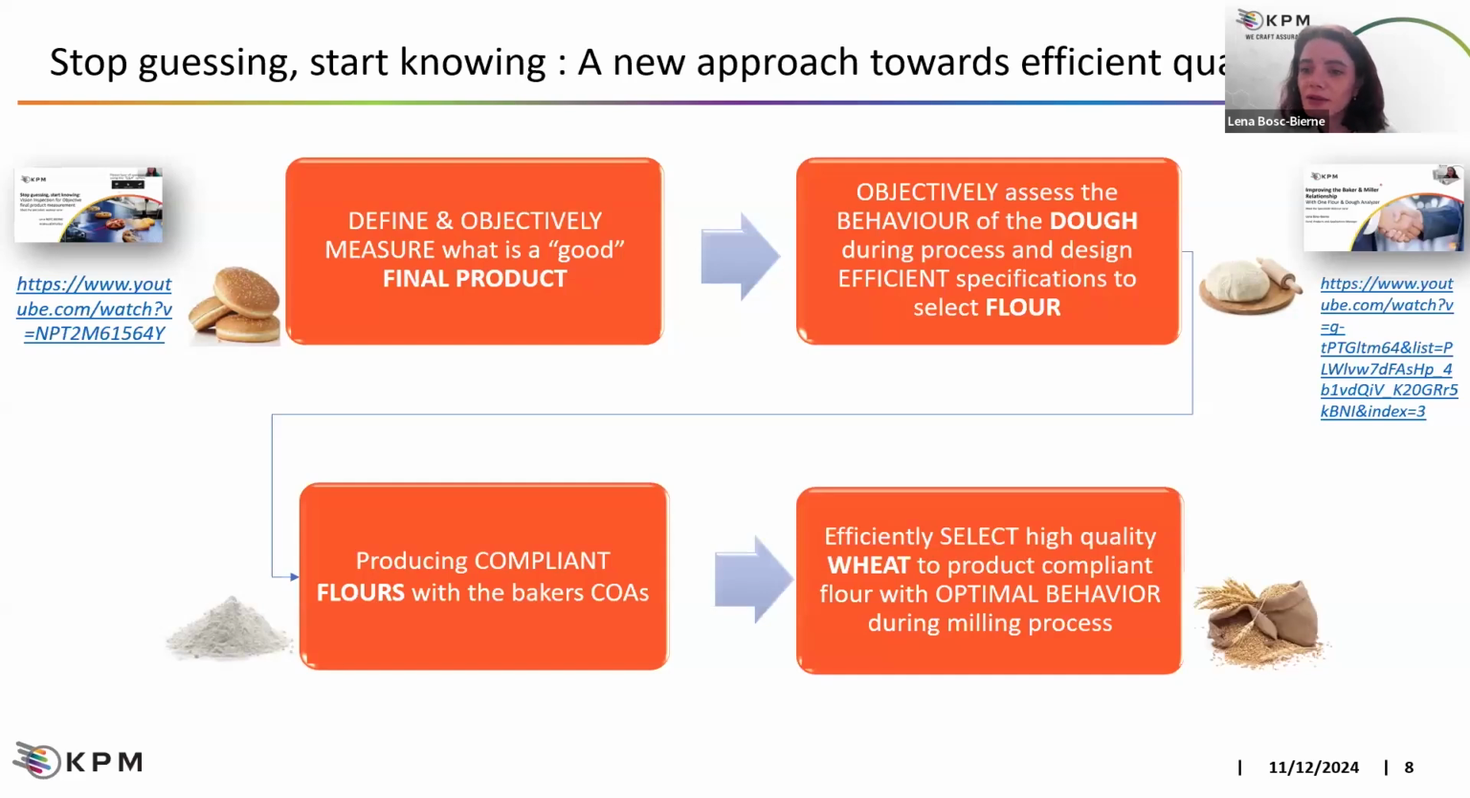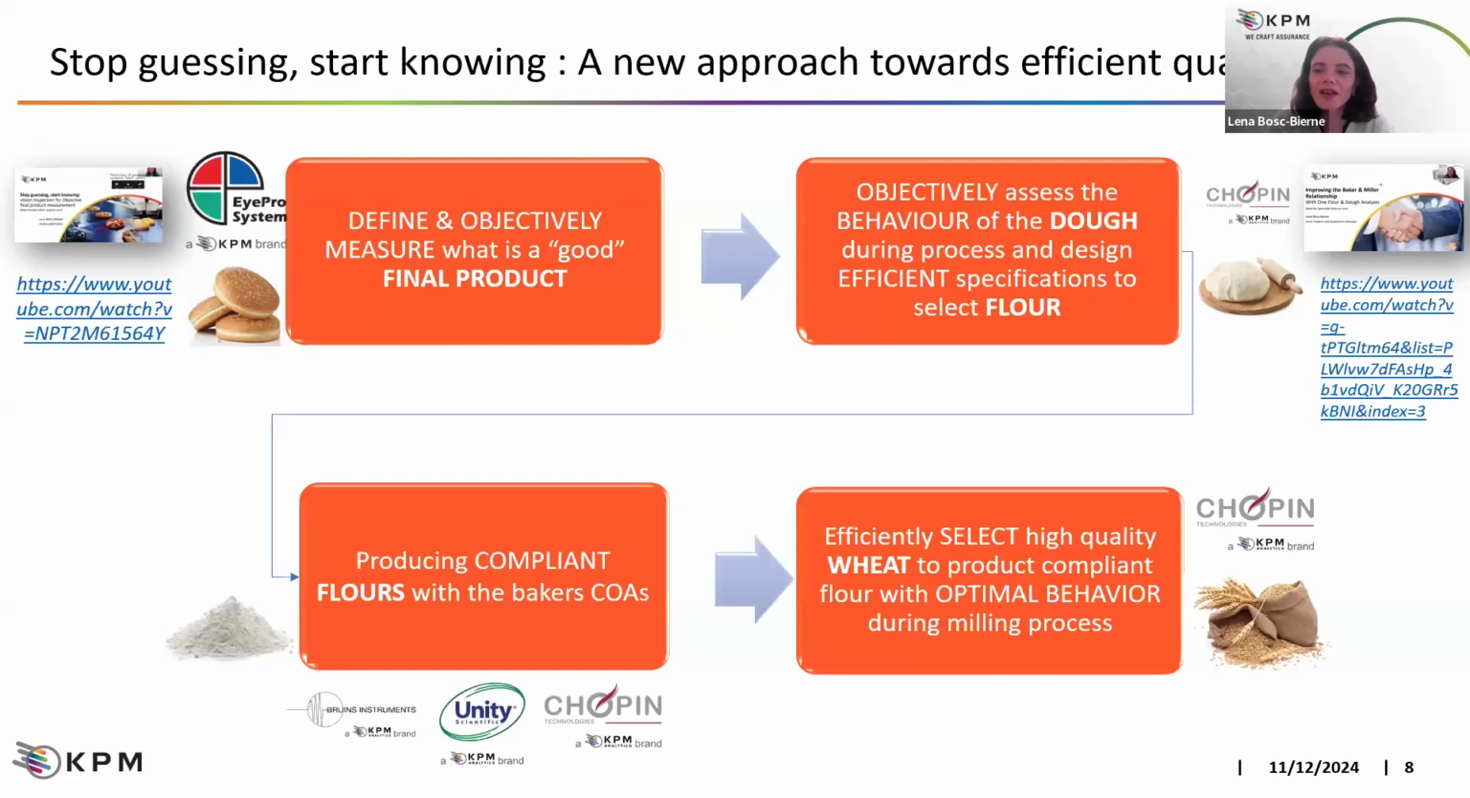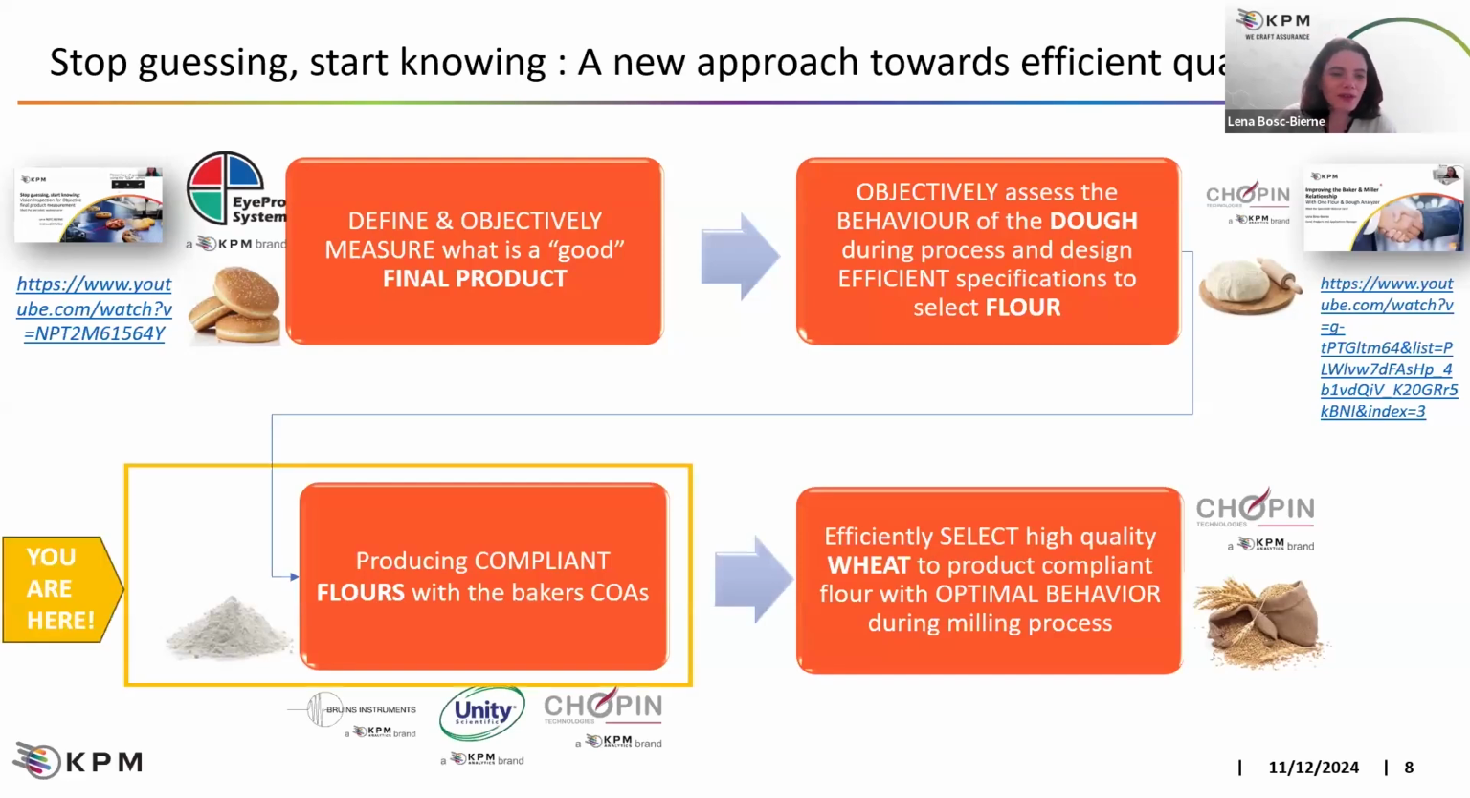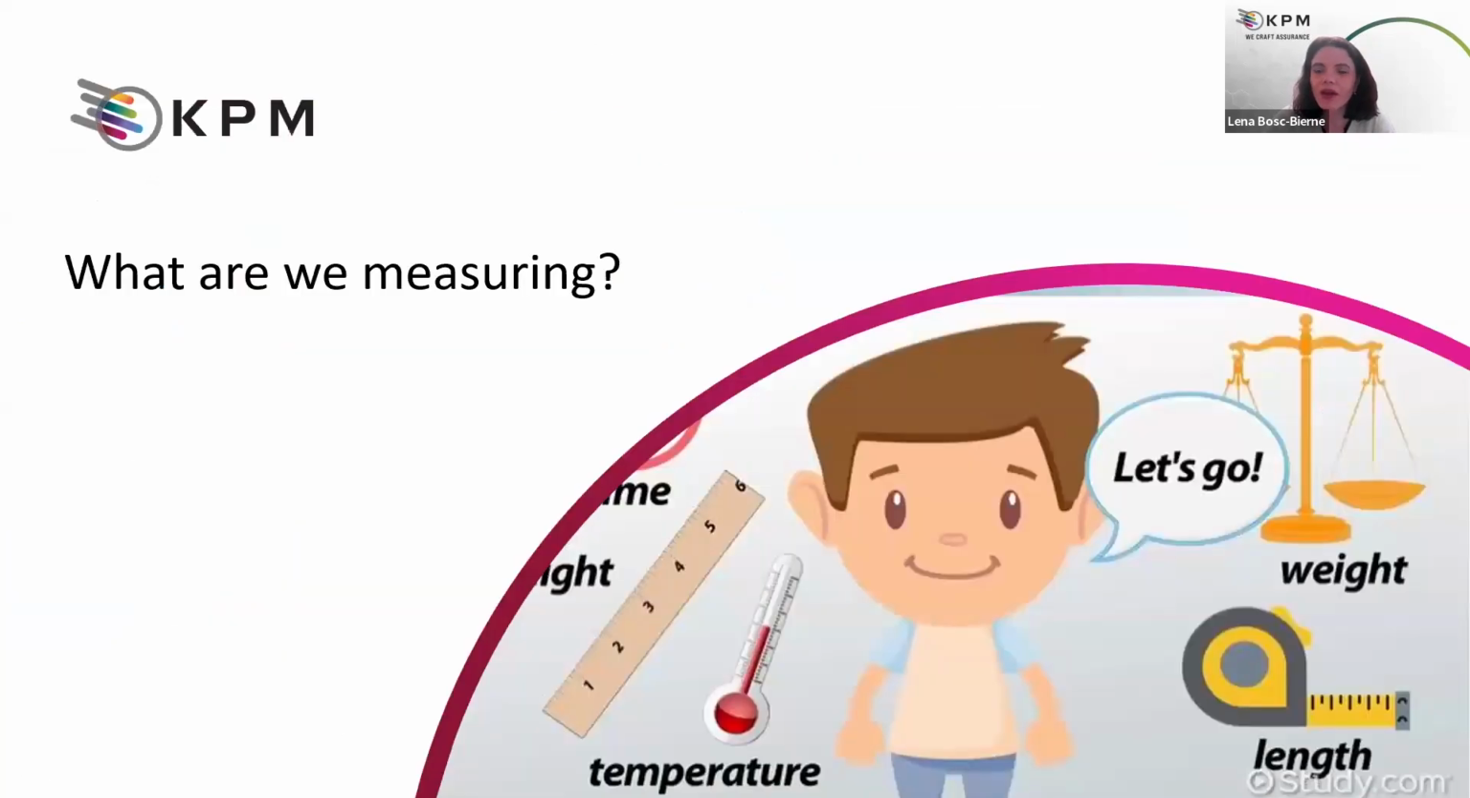And next webinar that should happen in January, we will discuss how to correctly select wheat to produce compliant flour for a specific process. So this is the focus of today: how to produce compliant flours with the baker's COA.